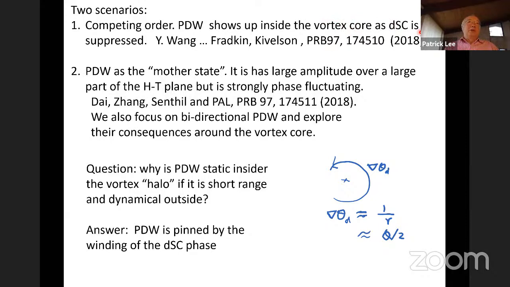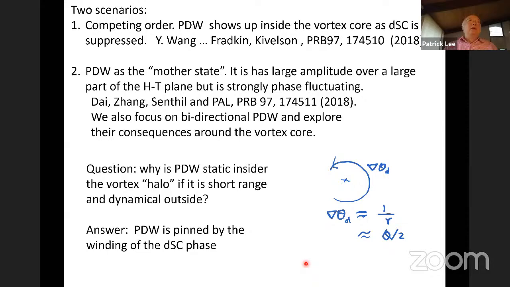Our picture is that the pair density wave is a mother state. It has a huge amplitude, as I said, but it's strongly phase fluctuating because of the small superfluid density. Then the question is how do you manage to stabilize it? It is always fluctuating, but STM is a static measurement, so we need to be able to freeze this pair density wave. The students came up with a mechanism: remember, this pair density wave is a gradient of the phase, but around the vortex there's actually a phase winding, which is quite large. So if this phase winding happens to match the gradient of the phase, this can pin the pair density wave into a static one in this region, which we call the halo. Okay, so that's our picture.